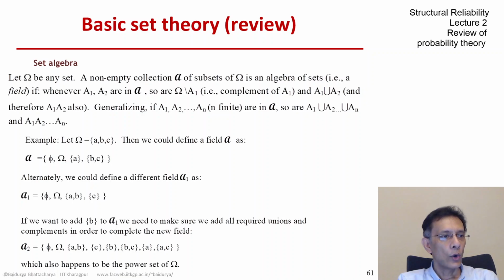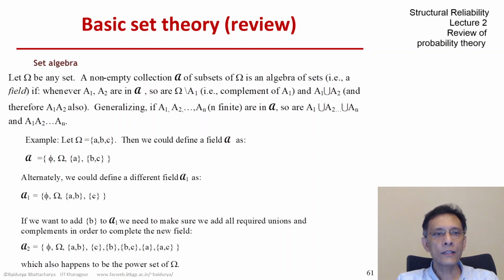add B, we need to add the union of B and C, so BC has to be there. And the moment we have BC, its complement A should be there. And the moment A is there, C was already there, so the union of A and C should also be there. So in the end, what we get for this, just by wanting to add the single element B to the collection A1, we have ended up with the power set of the sample space.